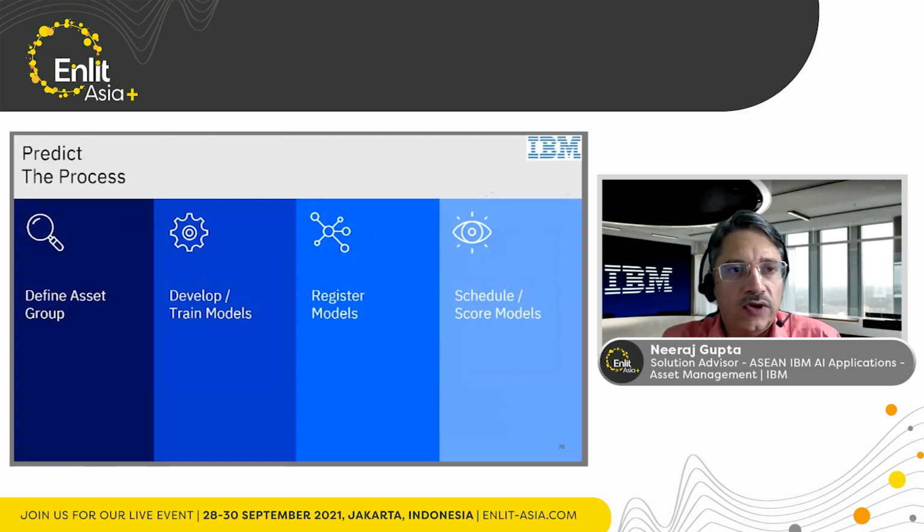So again, the way the Predict process works is that we define an asset group, because there might be different prediction models required for different types of assets, and then we develop or train those models. Training a model means it improves the confidence level and the accuracy of that model's prediction. And as we use that model, we can further fine tune it, or it can automatically train itself as well. Then we register those models, and then we see the results or the scores, or the output provided by the models.